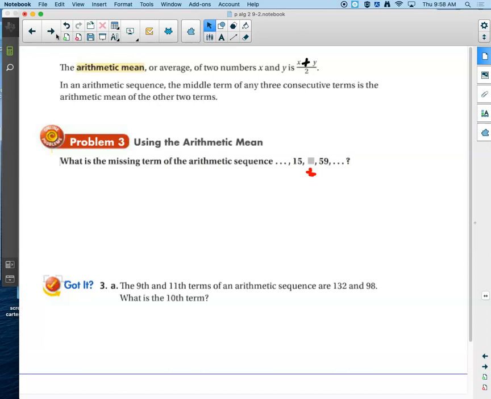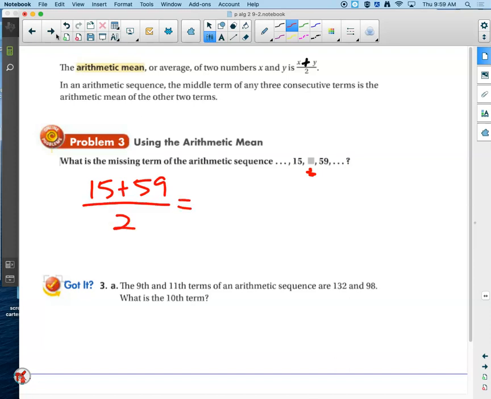So in an arithmetic sequence, the middle term of any 3 consecutive terms is the arithmetic mean of the other 2. These are going to go fast, but you start to think, is there such a thing as a geometric mean, when we do the next ones? And there is. We'll get to that. But today is about the arithmetic. So what is the missing term of the arithmetic sequence? I notice it's just missing a middle one. So if I take 15 plus 59 and divide it by 2, that should find me the middle term.